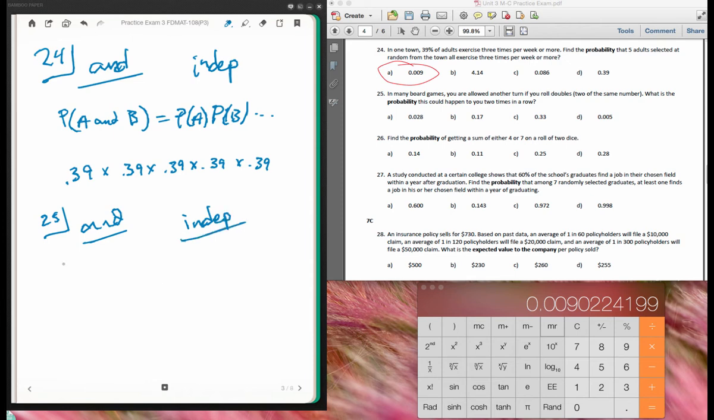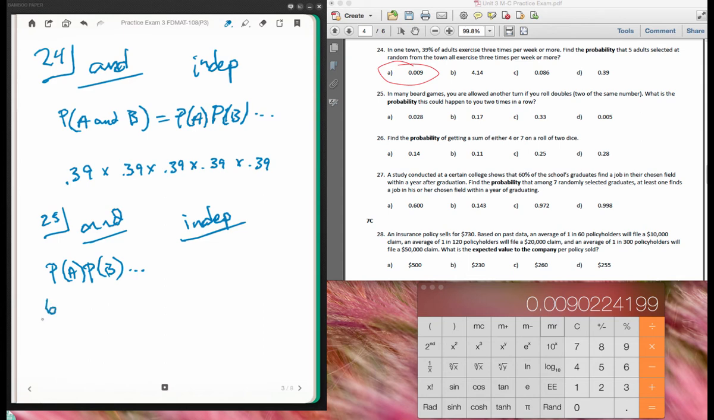Then I'm going to follow the same rule: the probability of the first event times the probability of the second event, and so on. If I have a third event, so on. Now what's the probability that I roll doubles, 2 of the same number? Let's think about how many options there are. Snake eyes, 1 and 1, would be 1 option, 2 and 2, 3 and 3, 4 and 4.